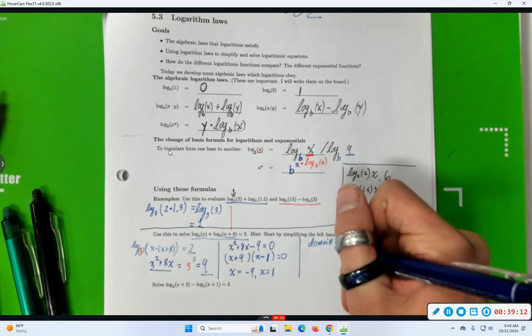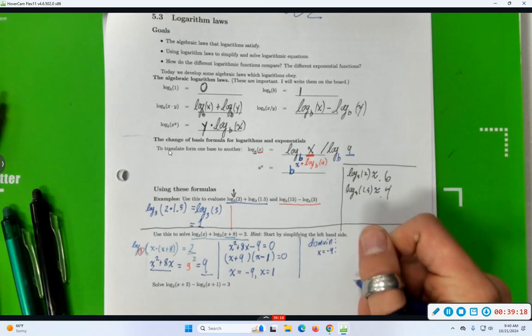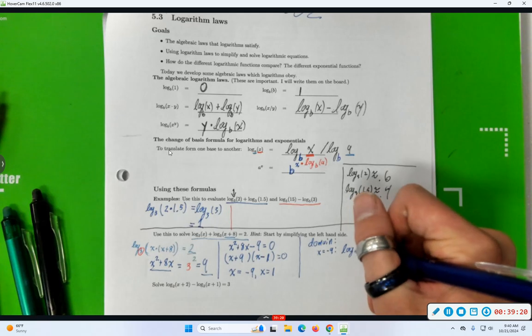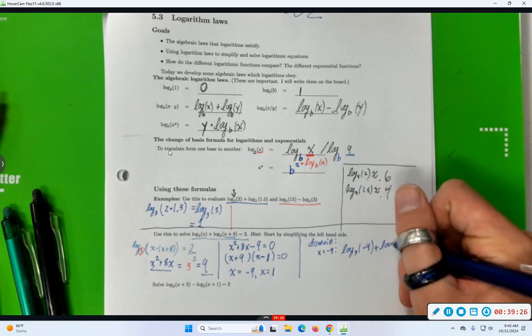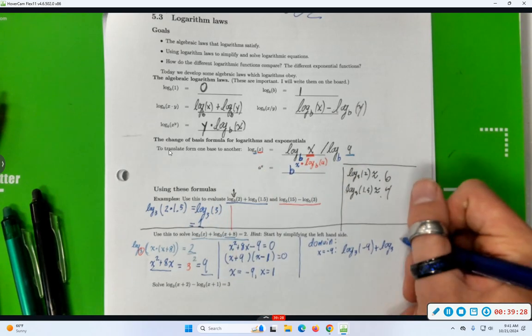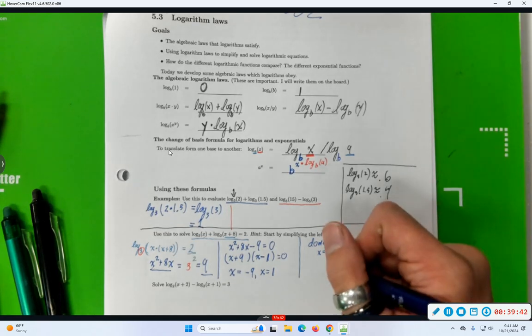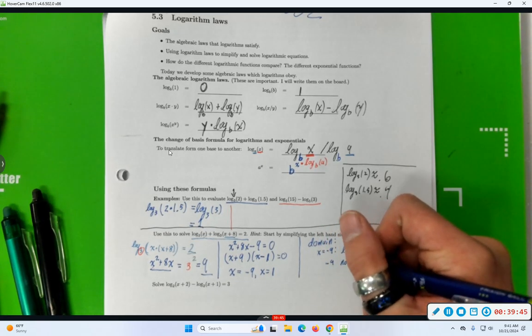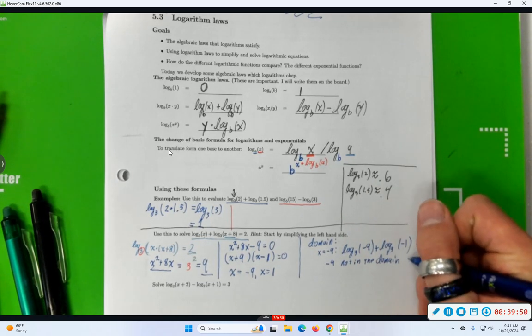So let's plug in x equals negative 9 and see what we see. I will see the log base 3 of negative 9 plus the log base 3 of negative 9 plus 8, that's negative 1. Is there something bad in that? Is there a negative inside of a log? That's bad. Negative 9 is not in the domain. Sad face.